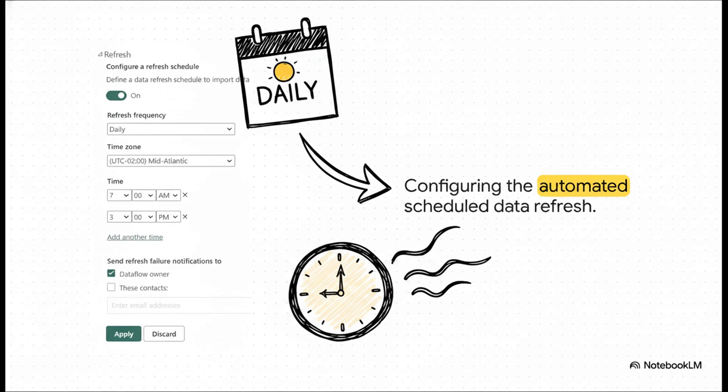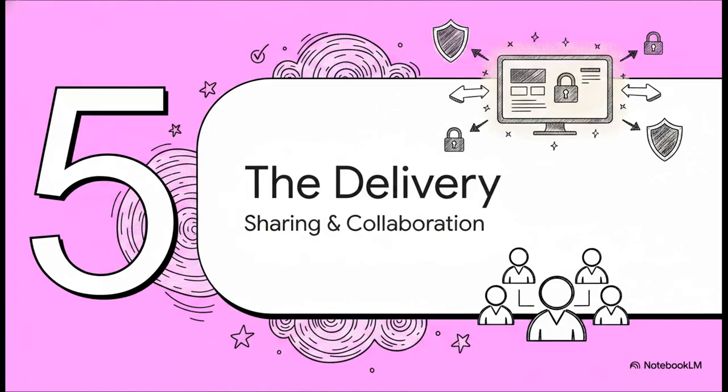It's worth noting that your account tier actually matters a lot here. Free users have limits, Pro licenses allow up to 8 refreshes a day, and Premium Per User accounts can hit up to 48 refreshes a day. For our morning KPI reporting cadence, this daily 8 a.m. refresh is absolutely perfect. Finally, we reach our last milestone, the delivery, sharing and collaboration.